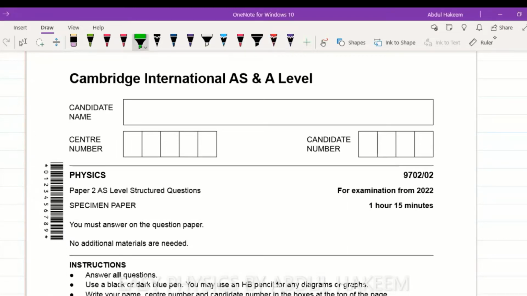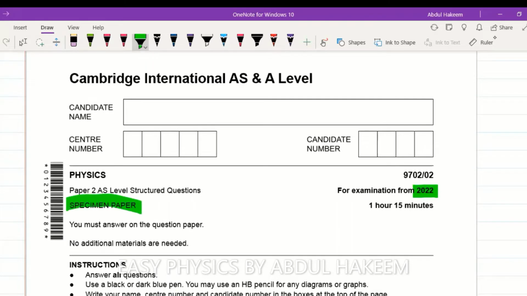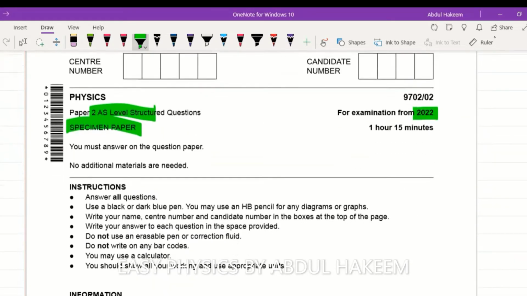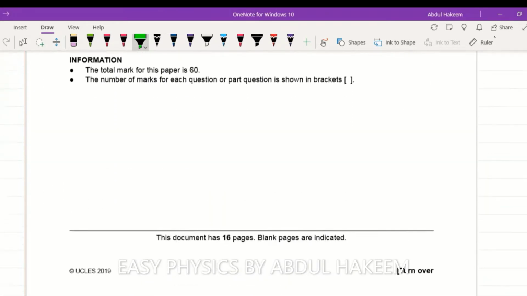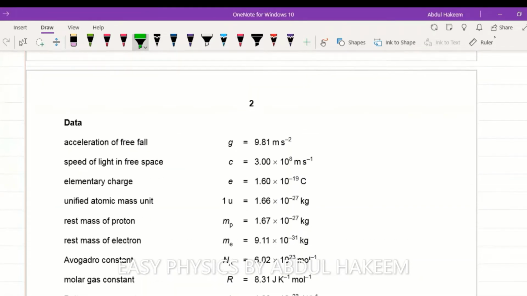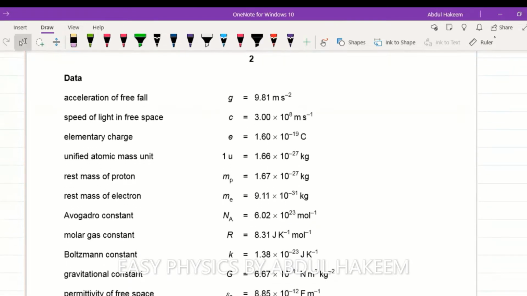Okay, this is paper 2 for the examination from 2022. This is specimen paper 2. Look at page 2. So this is the data given.